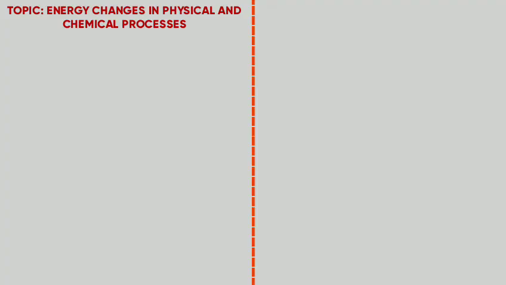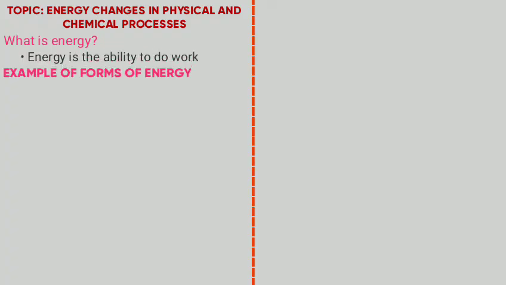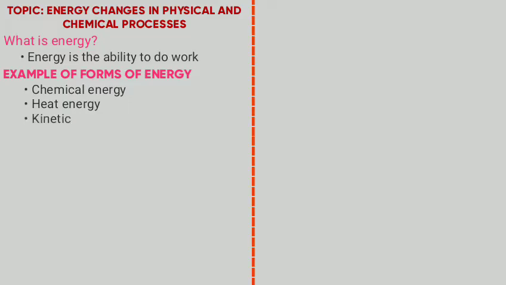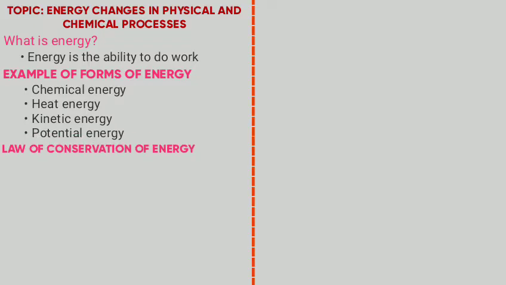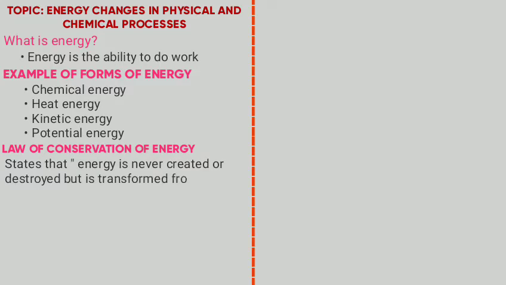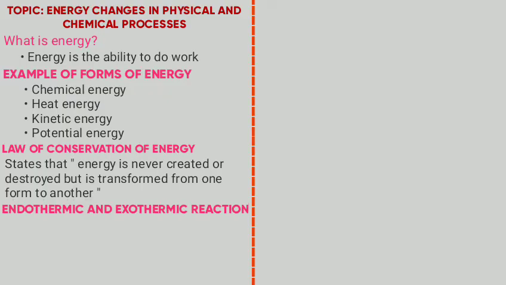We begin by looking at what energy is. Energy is the ability to do work. Then we look at examples of the forms of energy: chemical energy, heat energy, kinetic energy, potential energy. The law of conservation of energy states that energy is never created or destroyed, but is transformed from one form to another. Next we look at endothermic and exothermic reactions.